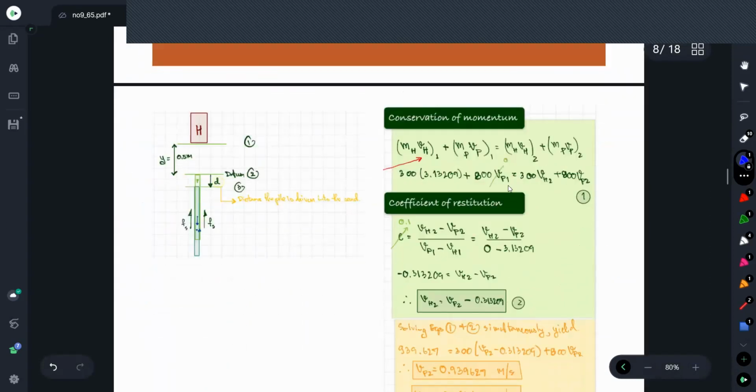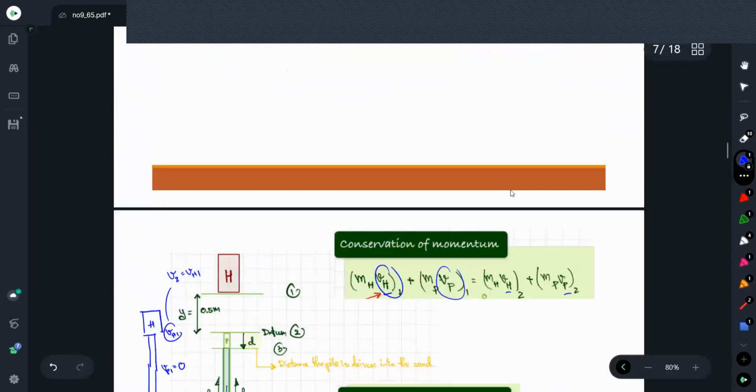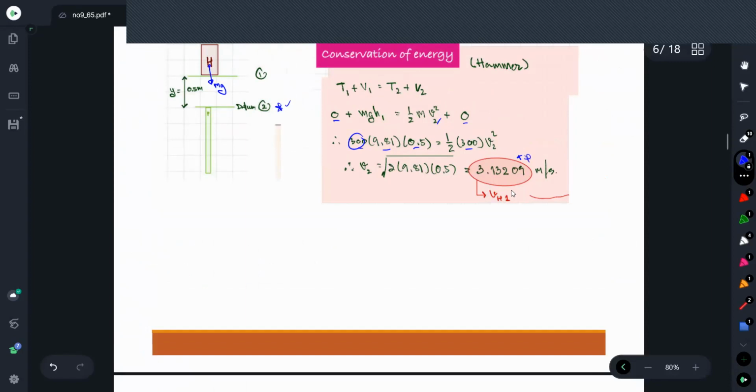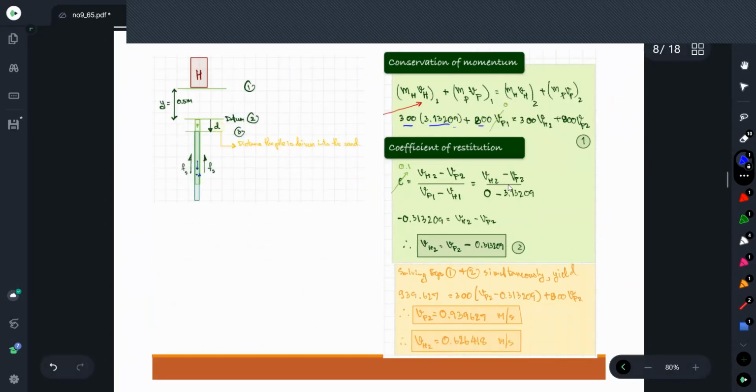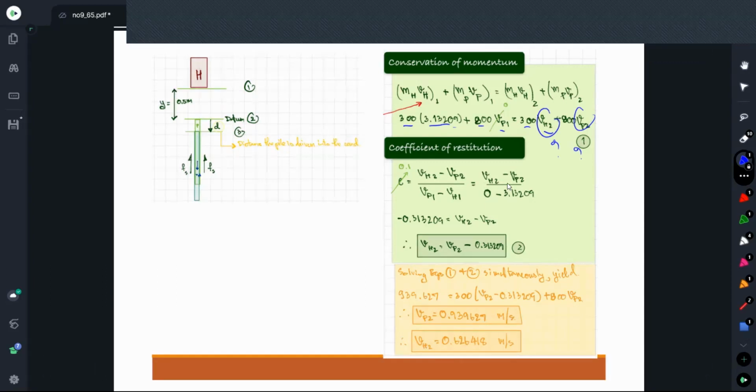So after this, we substitute the values that we already know. The mass of the hammer is 300 kilograms, and we know the velocity of the hammer before impact from the first state. The mass of the pile is 800 kilograms, and the initial velocity of the pile is 0. The momentum after impact is 300 VH2 plus 800 VP2. These are unknown, so we have to use the additional equation, the coefficient of restitution.